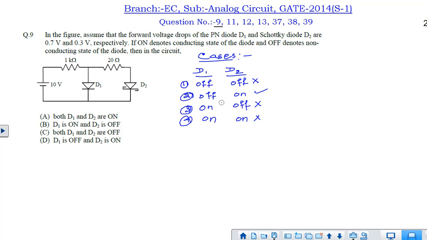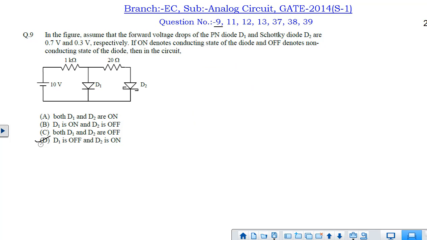So only one case is true, that is D1 is off and D2 is on. Among the options, option D, that is D1 is off and D2 is on, is the correct answer. Thank you.